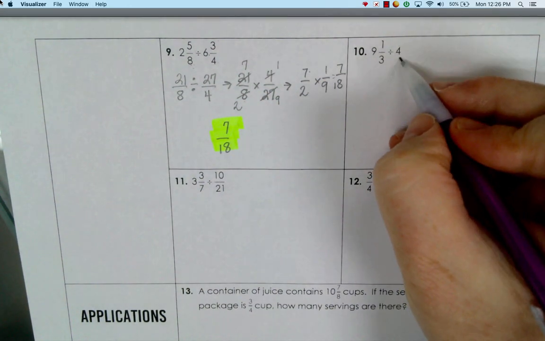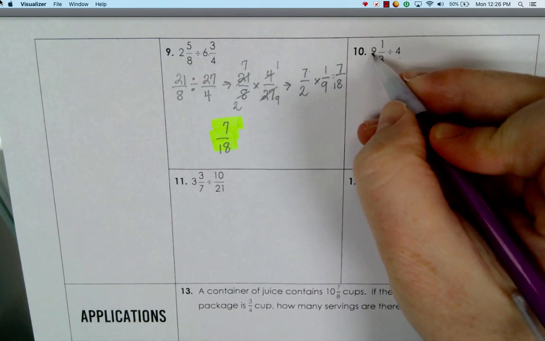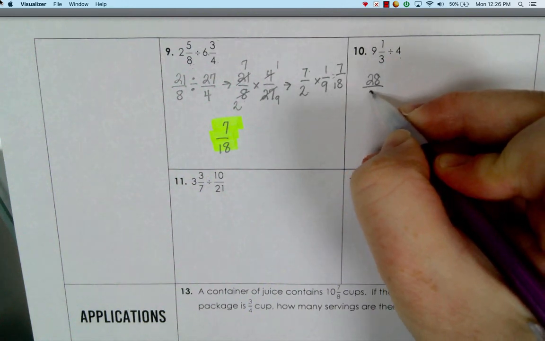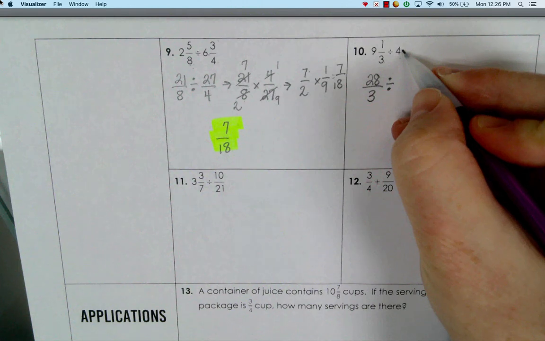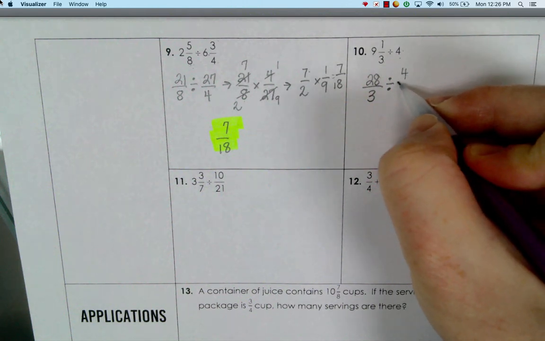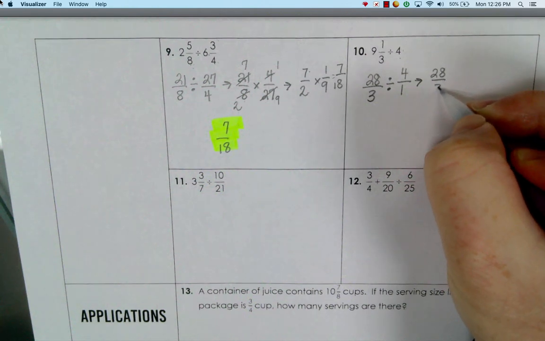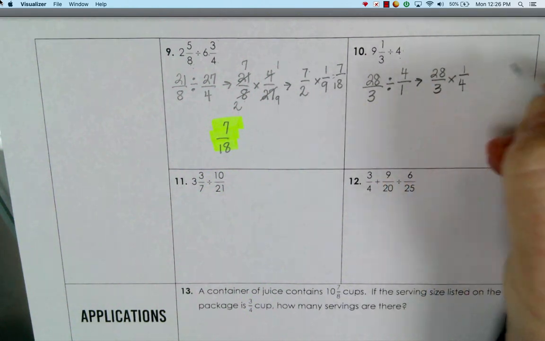9 and 1/3 divided by 4. So let's make these improper fractions. 3 times 9 is 27. Plus 1 more is 28 over 3 divided by, because we're not done yet, 4 whole number as a fraction is 4 over 1. Now let's keep, change, flip. Keep, change, flip 1 over 4.